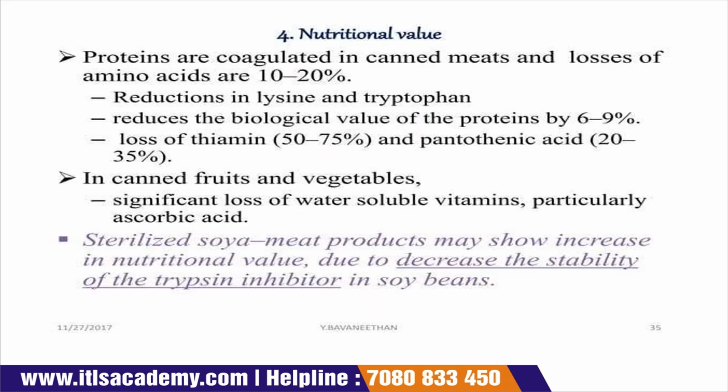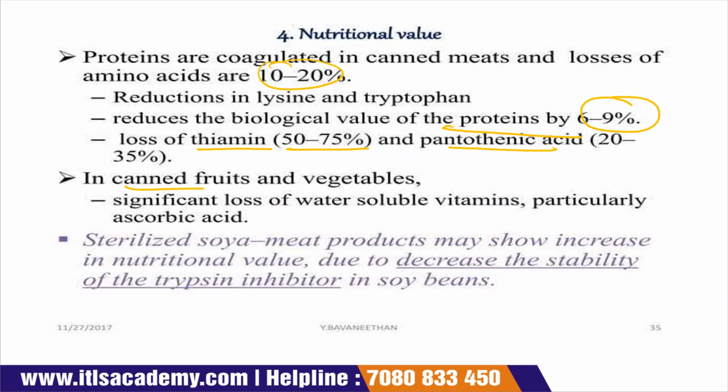Then nutritive value. Proteins are coagulated in the case of canned meat, and 10 to 20% of the amino acids are lost. Then lysine and tryptophan, which are present in canned meat, are reduced, and the biological value of the proteins is also reduced by around 6 to 9%. Thiamine losses occur around 50 to 75%, and pantothenic acid losses occur at 20 to 35%.